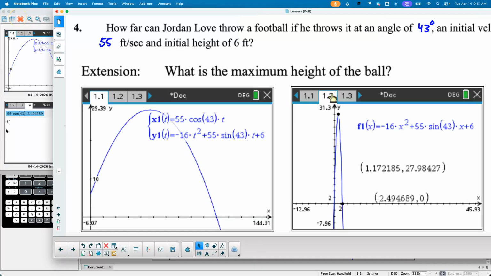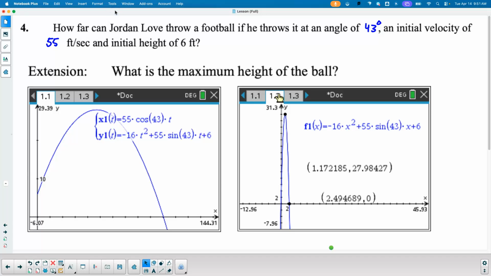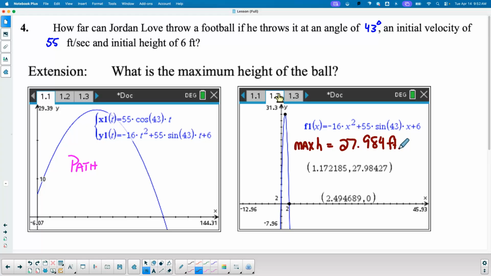Make this big now. All right, so this is the path. This is the way. Here, maximum height is going to be 27.984 feet, and that happens at t equals 1.172 seconds.